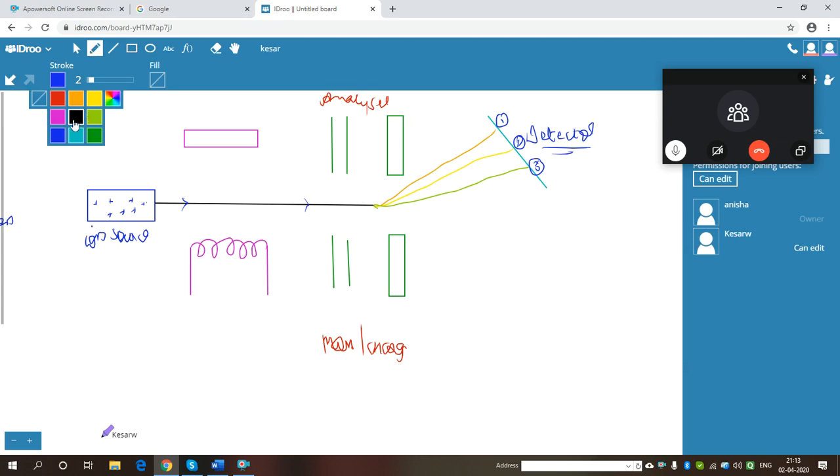This is a magnetic field which is present over here. So this is how a mass spectrometer works. If you find out what ions these are, with the help of the peaks you can identify what the main compound was.